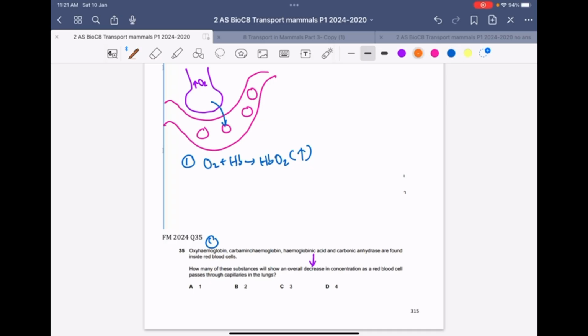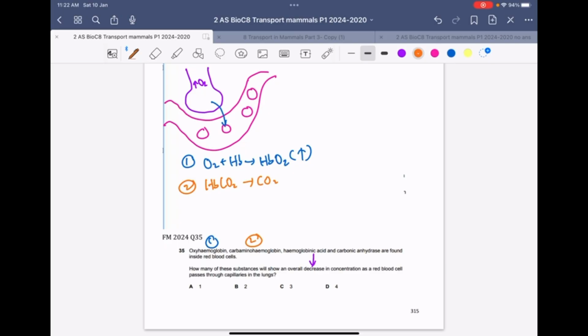Okay, the second one talks about carbaminohemoglobin. The carbaminohemoglobin refers to this one, HbCO2. This is the hemoglobin molecule carrying the carbon dioxide. So we call it carbaminohemoglobin. In the lung, the carbon dioxide detaches, because the carbon dioxide needs to be released back to the alveolus.